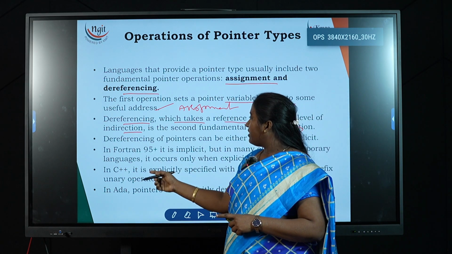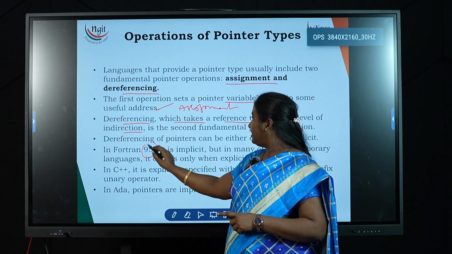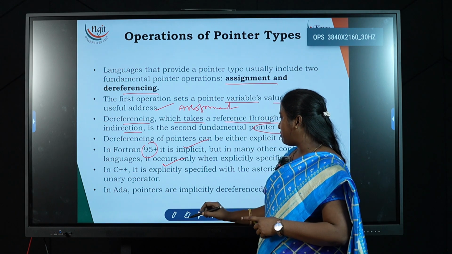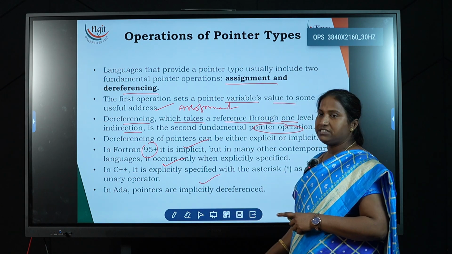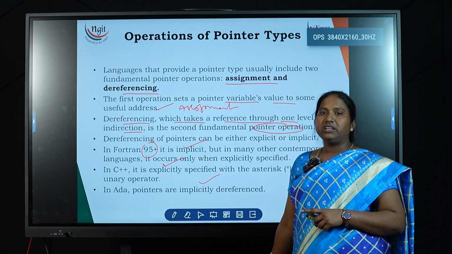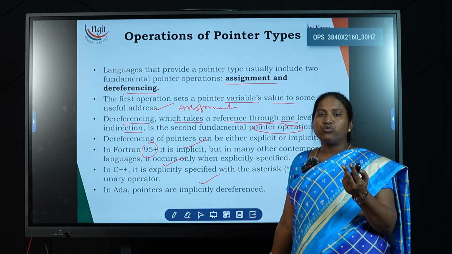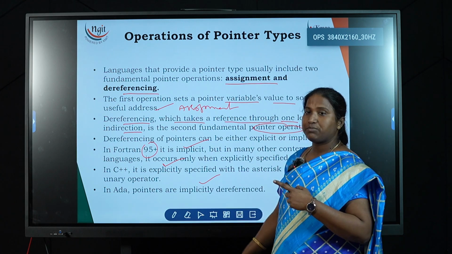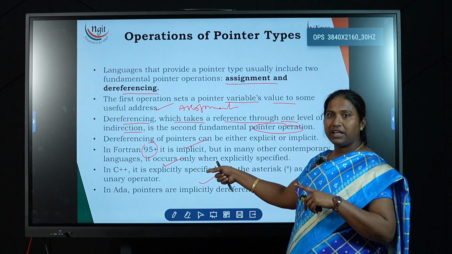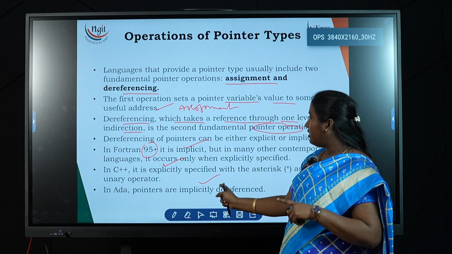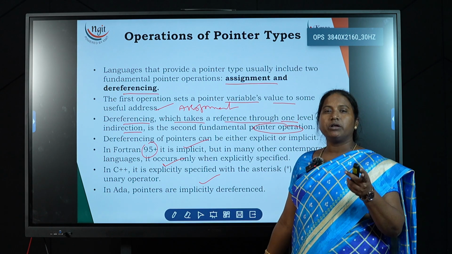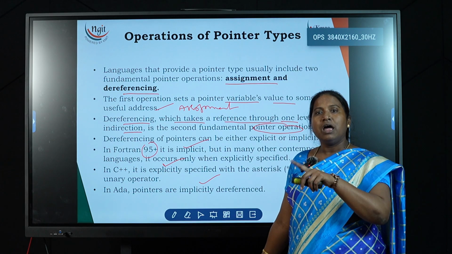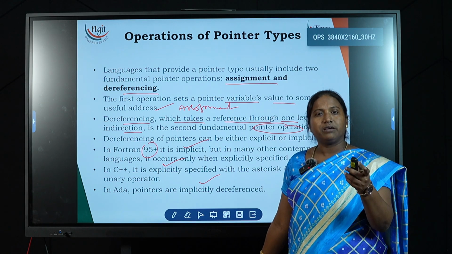And what about the languages? In Fortran 95 we use implicit and in C++ we use explicit. In Ada we use implicit dereferencing. So basically dereferencing can be done in two ways, implicit and explicit. You can say contemporary programming languages like Ada and Fortran use implicit, and C based languages take explicit.